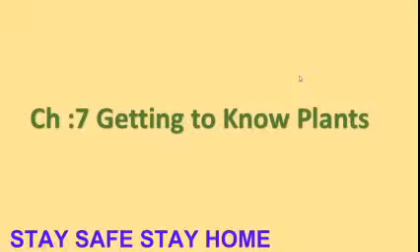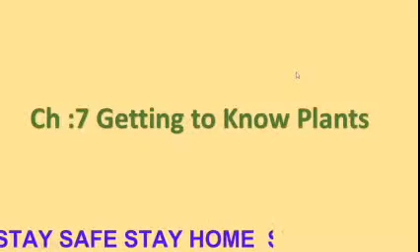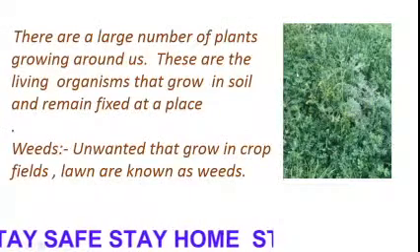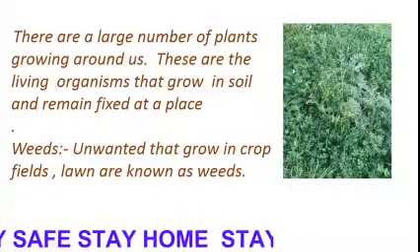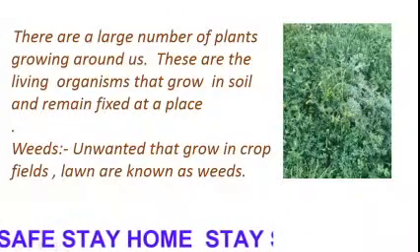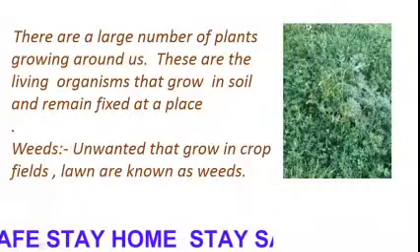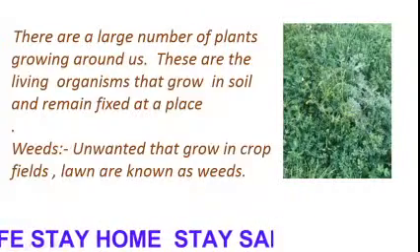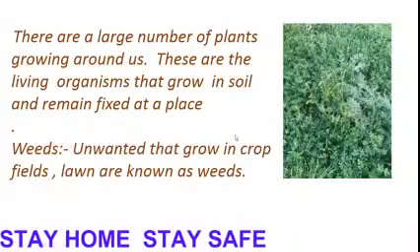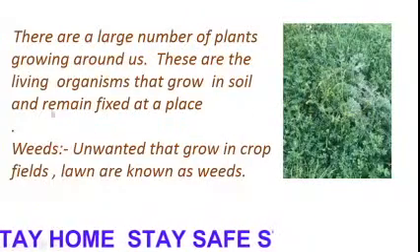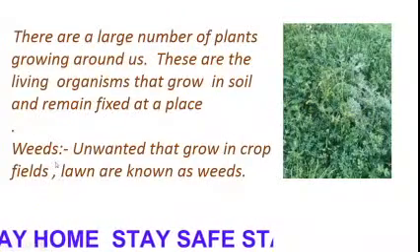Okay dear students, chapter number 7, Getting to Know the Plants. You can see that there are a large number of plants growing around us. These are living organisms that grow in the soil and remain fixed at one place. We know that plants remain at one place only. And around them, you can see the weeds.